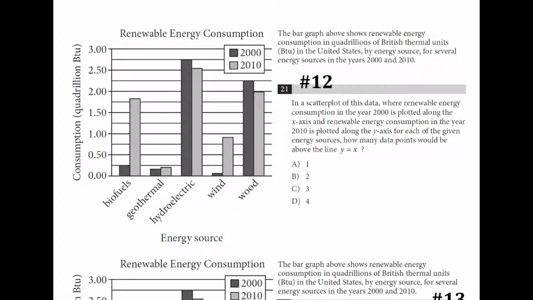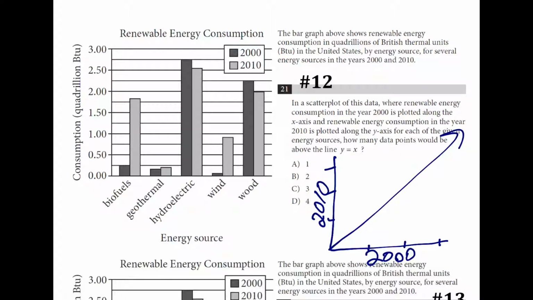21. In a scatter plot of this data, where renewable energy consumption in the year 2000 is plotted along the x-axis and renewable energy consumption in the year 2010 is plotted along the y-axis for each of the given energy sources, how many data points would be above the line y equals x? So let's actually plot this out. We have 2000 on the x, 2010 on the y, and the line y equals x. I'll make my scale 1, 2, 3, and 1, 2, 3.